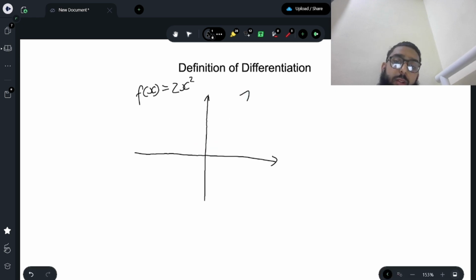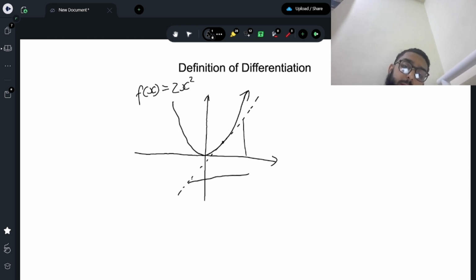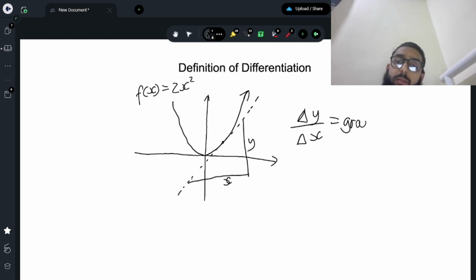Though this should really be touching, so let me just improve that drawing a little. So this is a function, and let's say we want to work out the gradient at this point. Well, what do we do if we don't know calculus? We would draw a tangent to this line, to this point. We would find some points on this tangent, and we do the change in y over the change in x, and this would give us our gradient.